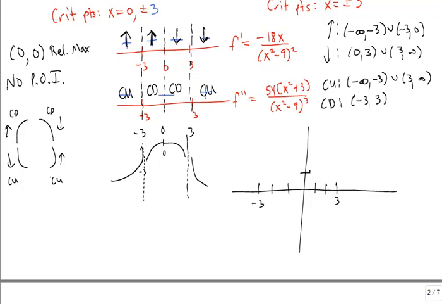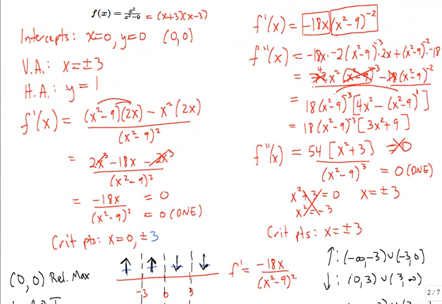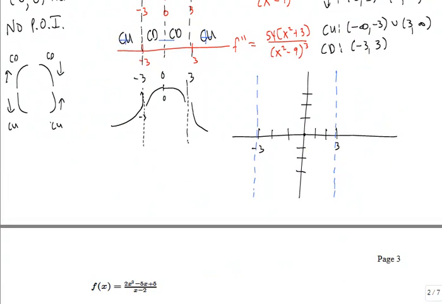Okay, so the only point that we actually had was 0, 0, which was our intercept and our relative max. We did have some vertical asymptotes at -3 and +3. And if you recall from the very top, we also had a horizontal asymptote at 1. So let me sketch that in as well. It's going to be a horizontal dashed line, just like this.